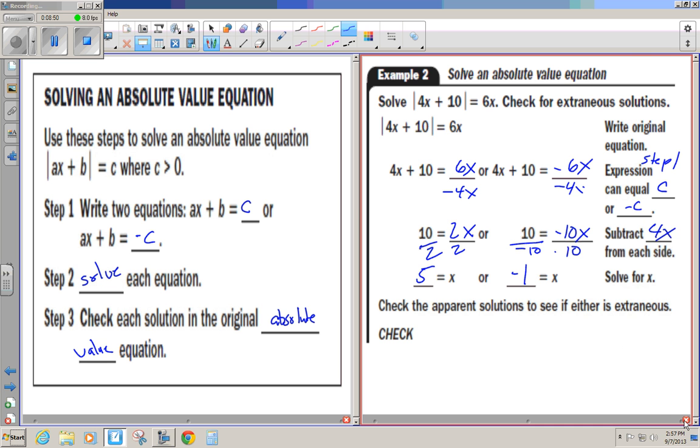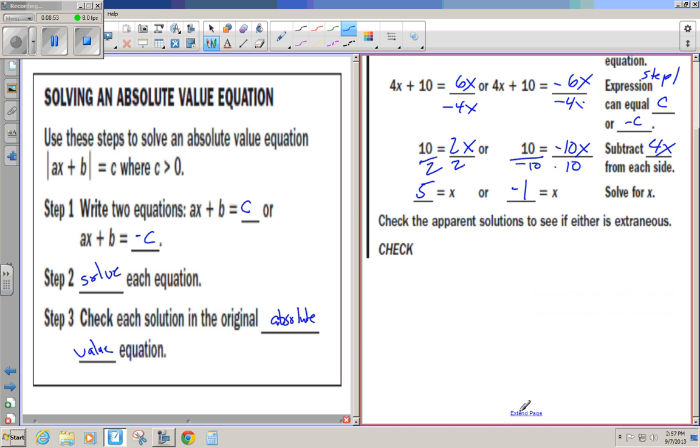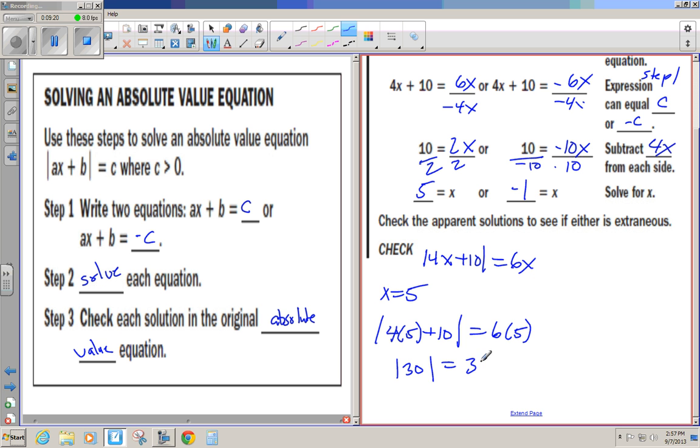So check these. We're supposed to check these solutions. We had the absolute value of 4x plus 10 equaled 6x. So let's check 5. That would be the absolute value of 4 times 5 plus 10 should equal 6 times 5. Well, that's 20 plus 10. Absolute value of 30 should be 30. Does 30 equal 30? It does. So 5 is a solution. Then we check x equals negative 1.